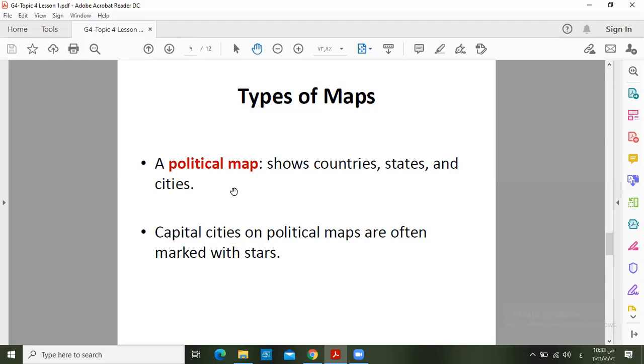And in this type of map, the capital cities, which are the most important cities in any country, are often marked with stars to show you that this is the capital city. Okay, طيب.